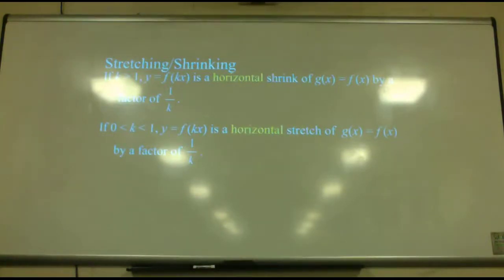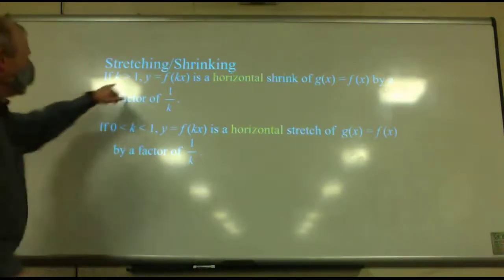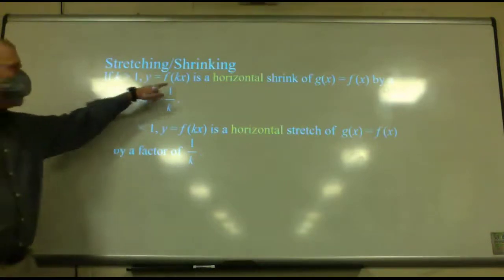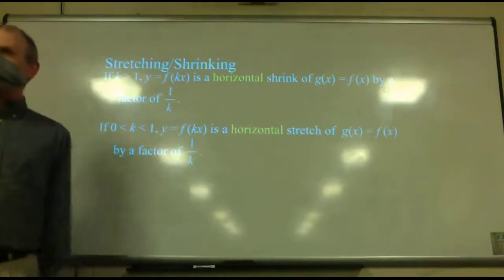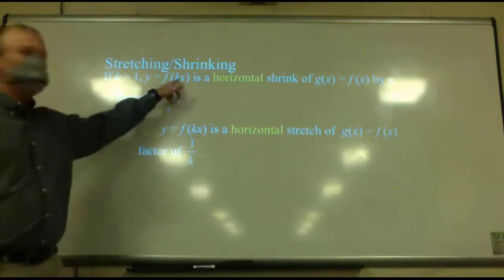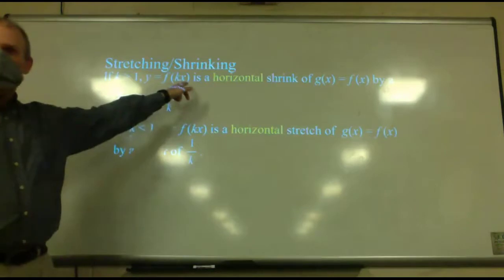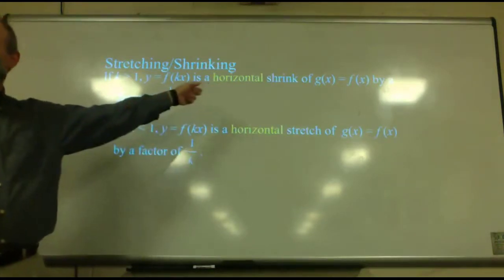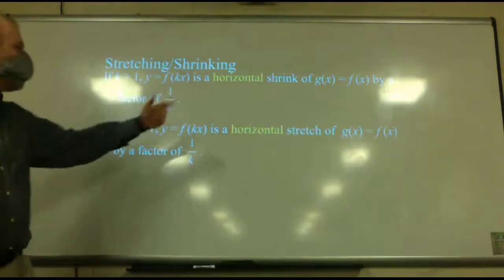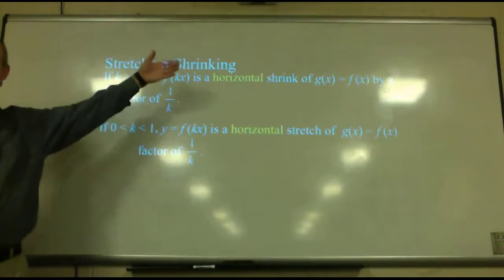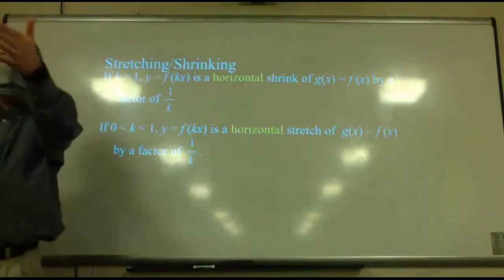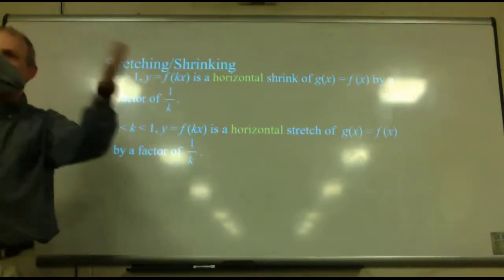All right, stretching and shrinking horizontally. Now you don't see this nearly as much because usually it's much easier to do it on the outside and stretch and shrink it vertically. But here's what happens. If k is a big number and now the k is inside with the x, remember what we said about x's? How they're stubborn and they do the opposite of what you'd expect? If you multiply by a large number, it actually shrinks it. And it shrinks it by a factor of the reciprocal of whatever that k value is. So if k is 10, it shrinks it horizontally by a factor of 10. It makes it really, really narrow.